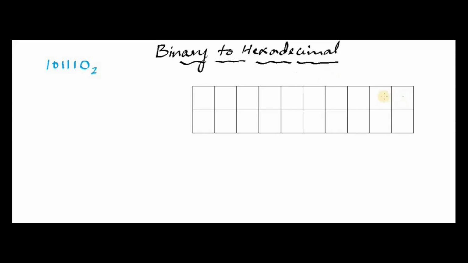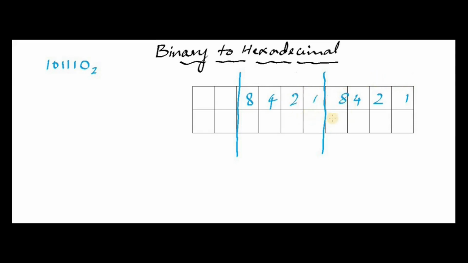Now we have to split this off from the right hand side, 1 2 3 4. So we keep a vertical line here. Now from the right hand side you have to write 1 2 4 8. Do you know how I got this? It's simply the powers of 2: 2 to the power 0, then 1, 2, 3, like that.